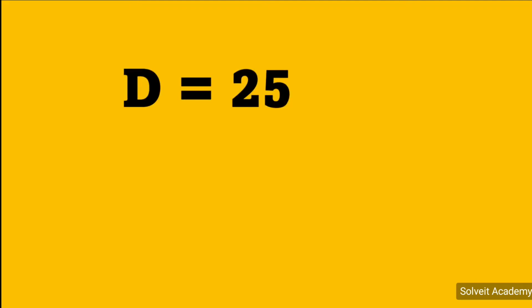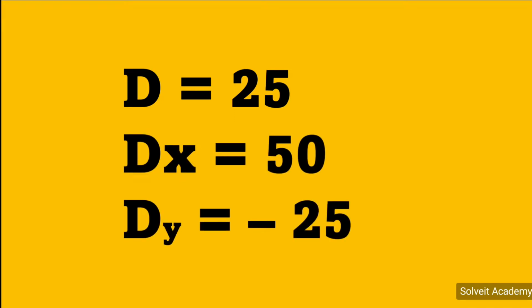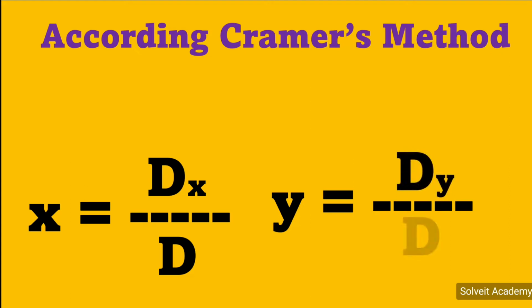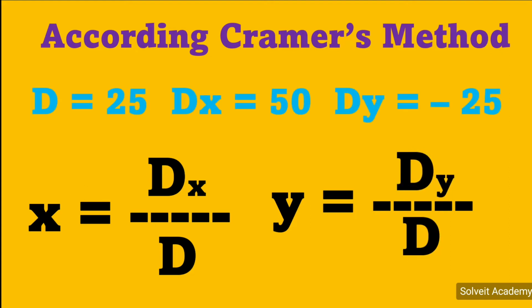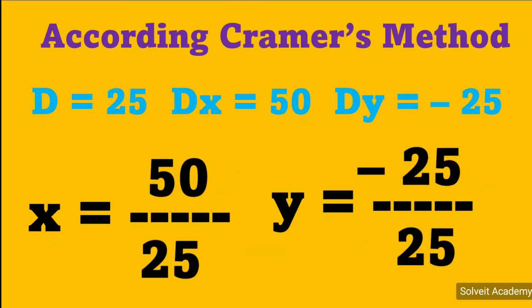So now we have d as 25, dx as 50 and dy as minus 25. Let's go again to Cramer's rule. As Cramer's rule said, x is dx upon d and y is dy upon d. So replace the values of dx with 50 and dy with minus 25 and d with 25. Then we get 50 upon 25. The x value is 50 upon 25 and y value is minus 25 upon 25.